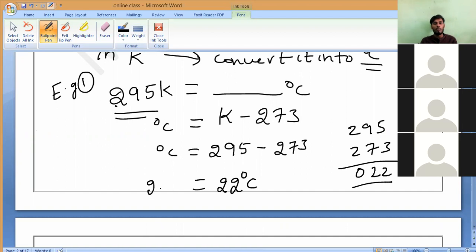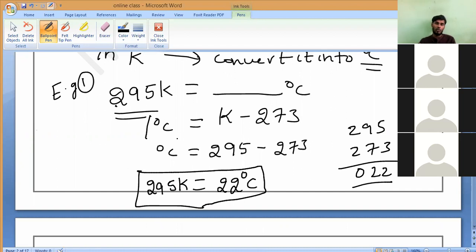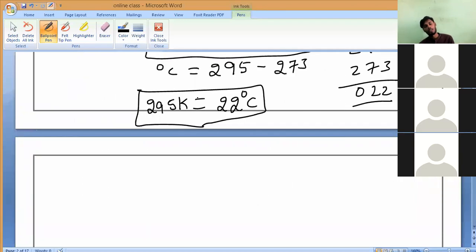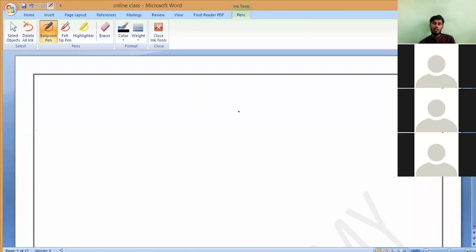Which is equal to how many Kelvins? 295 Kelvins. Understanding, Mari, Hari, Kaushik? This is the relation, so we have to use this relation. This is the Formula 2: degree Celsius is equal to Kelvin minus 273. Is it okay? Two formulas over. Next.